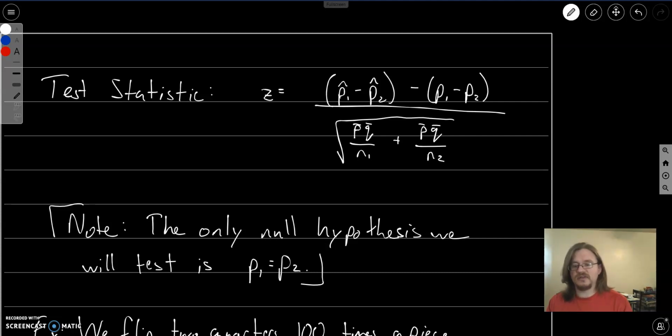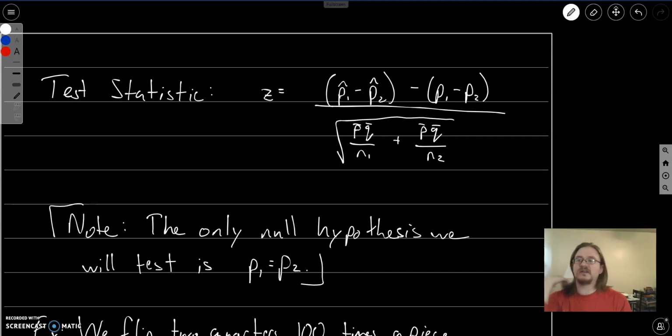And the null hypothesis is when we set our parameters equal to something. Well, in this case, the only way that they can be equal to something is if they're equal to one another. We're not testing whether or not they are equal to some other number. We're only testing them in relation to each other. So the only way that we can have an equal sign is if they are equal to one another. So this is the only null hypothesis that we'll be testing.